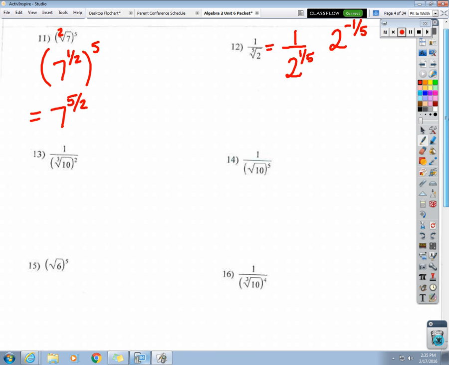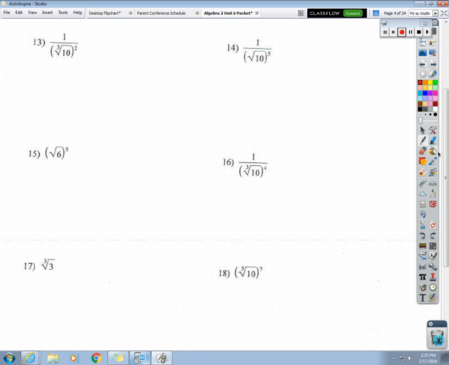Okay, now let's look at number 13. Just one step at a time. First, let's do the denominator. The cube root of 10 can be rewritten as 10 raised to the 1/3, but then all of that squared, so that becomes 1 over 10 to the 2/3, and then say that your answer choices all have negative exponents. What would the final answer be? Right, 10 raised to the negative 2/3.